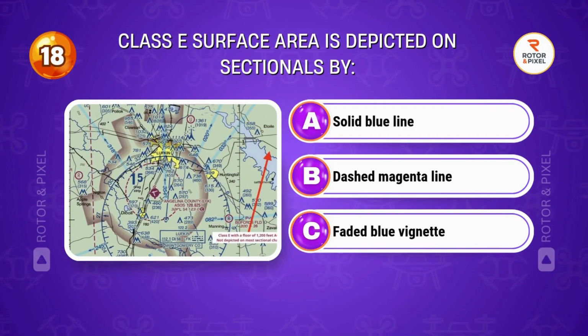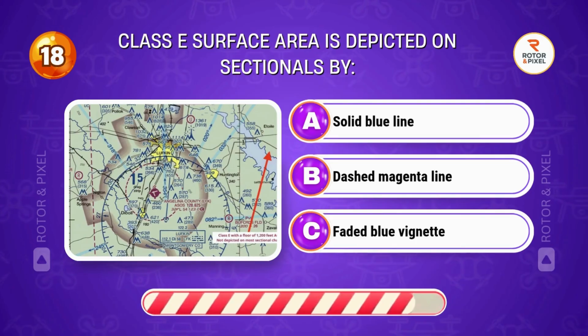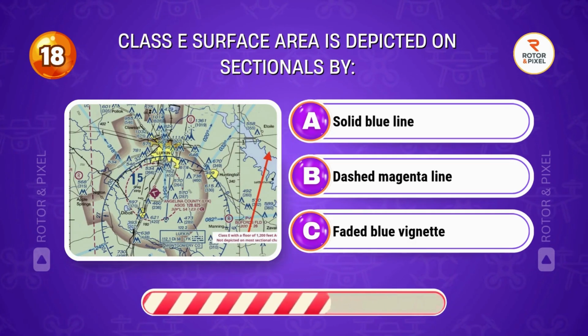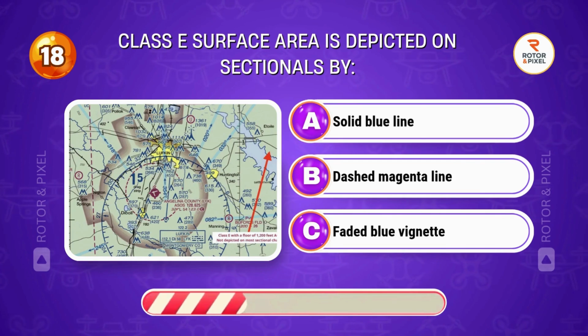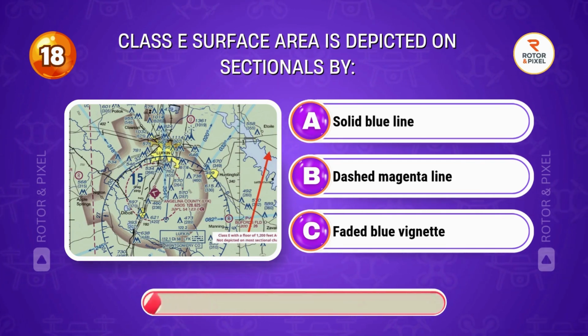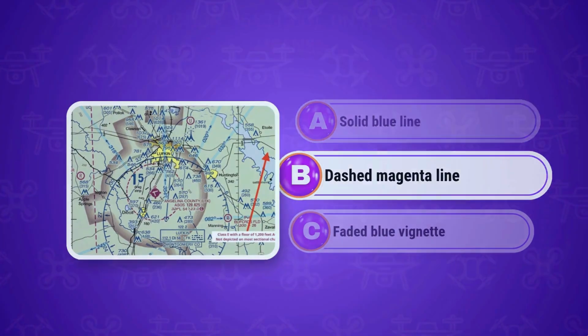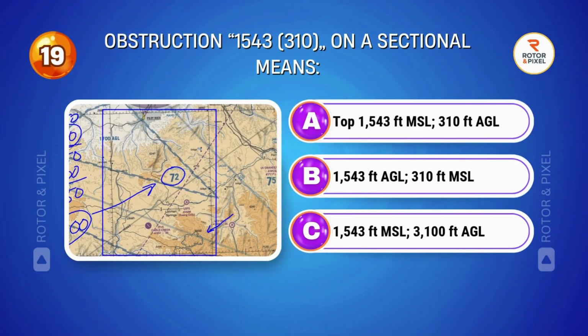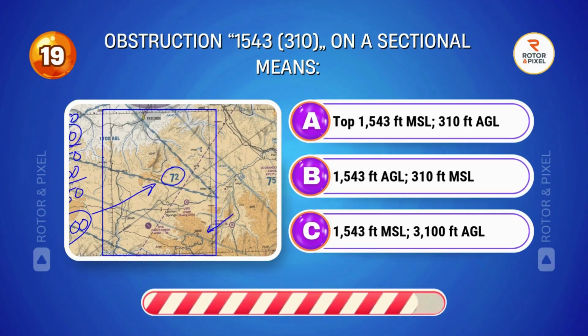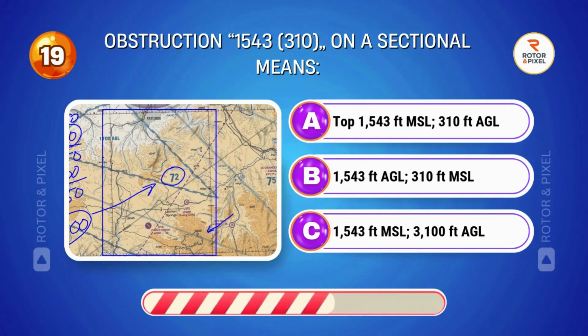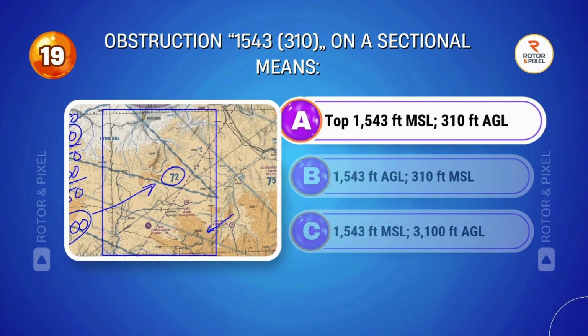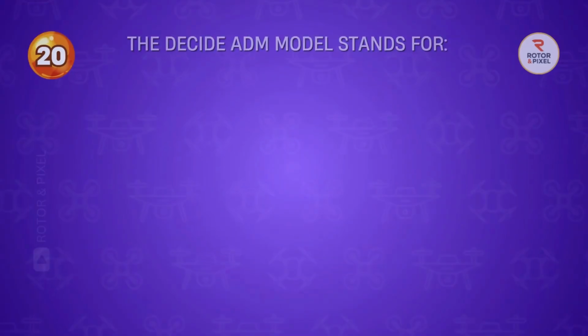Class C surface area is depicted on sectionals by... Answer B, dashed magenta line. Obstruction 1,543, 310 on a sectional means... Answer A, top 1,543 feet MSL, 310 feet AGL.